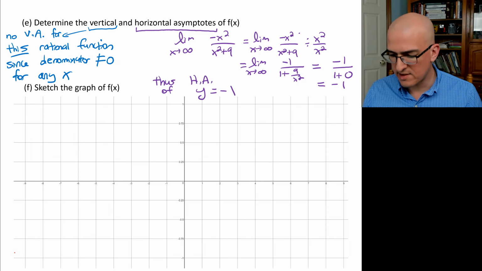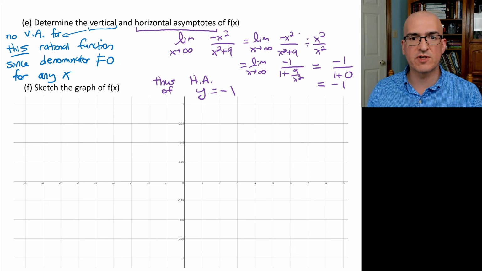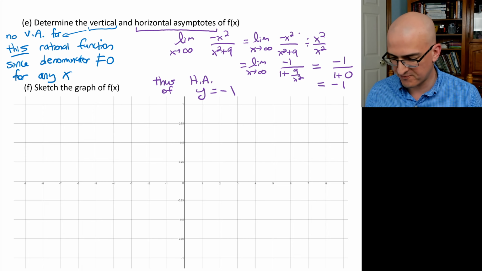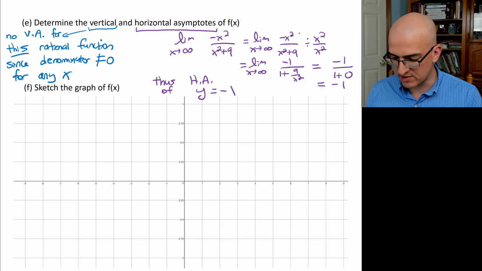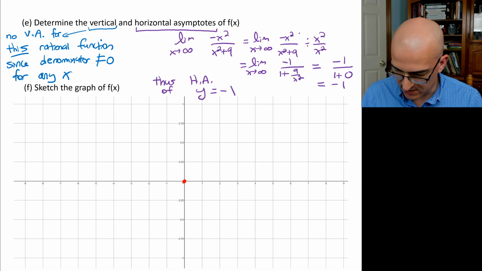Okay, now let's make the graph. Let's put the ingredients together and make the sketch. The dots have to go down. There's a max at 0, 0. So I'll plug that in. That's our max.